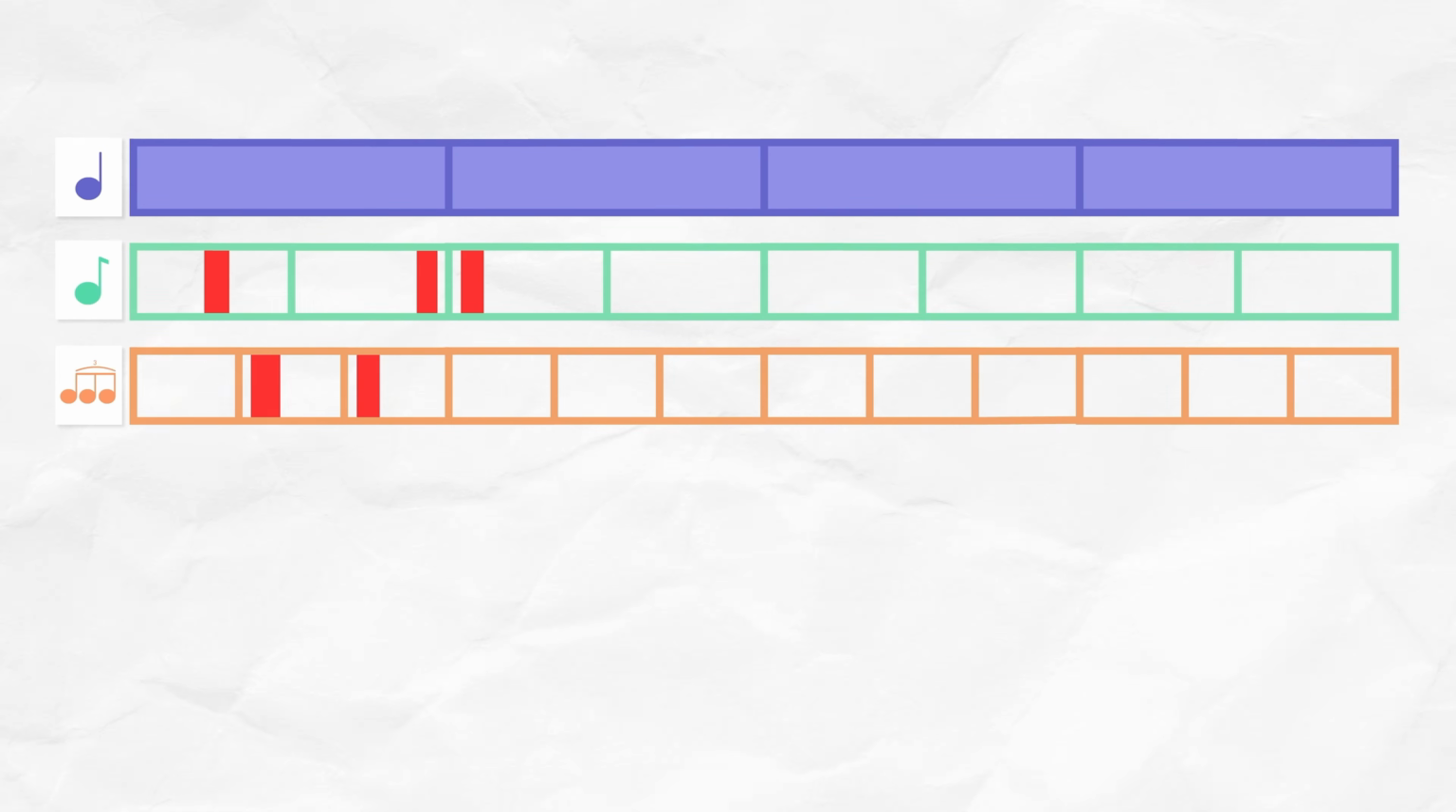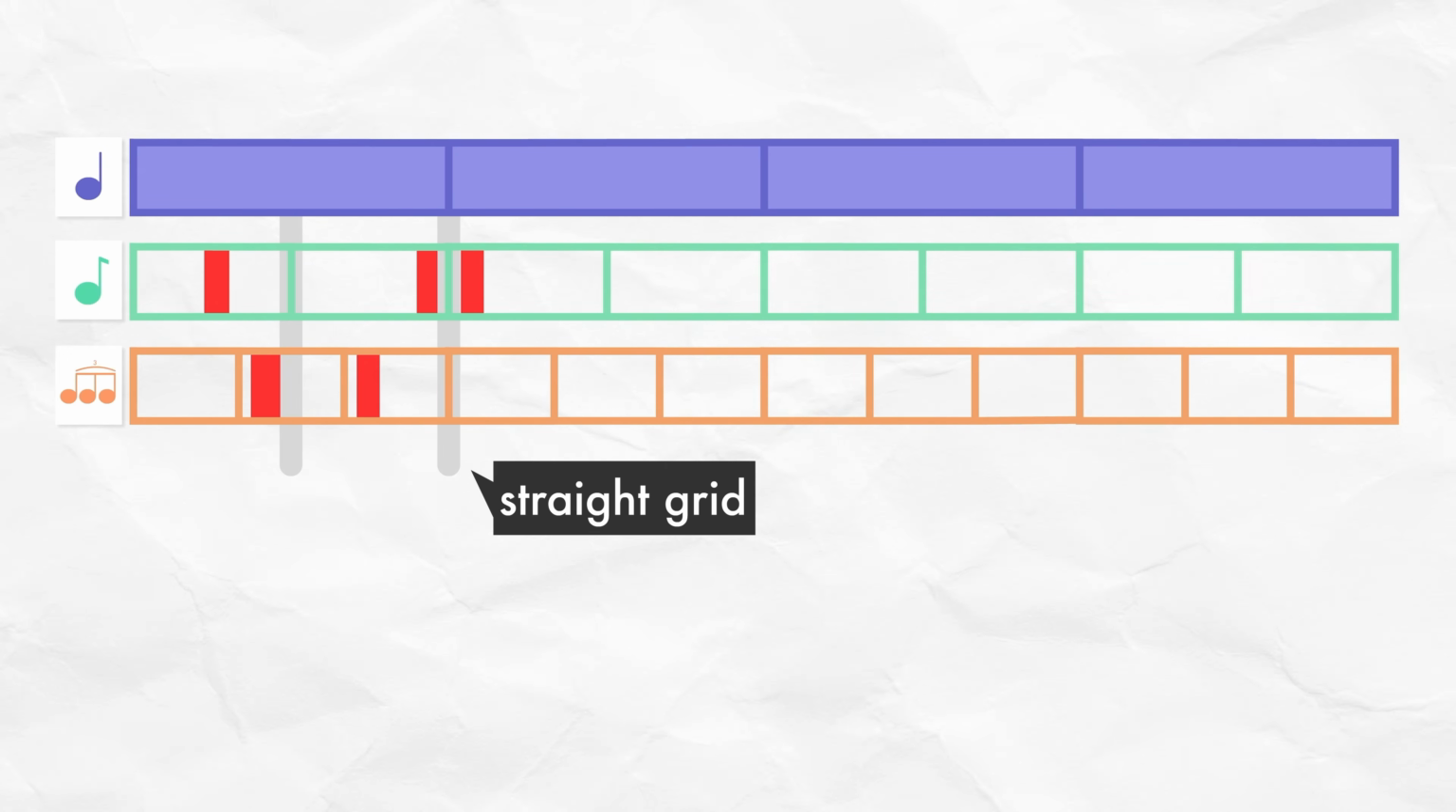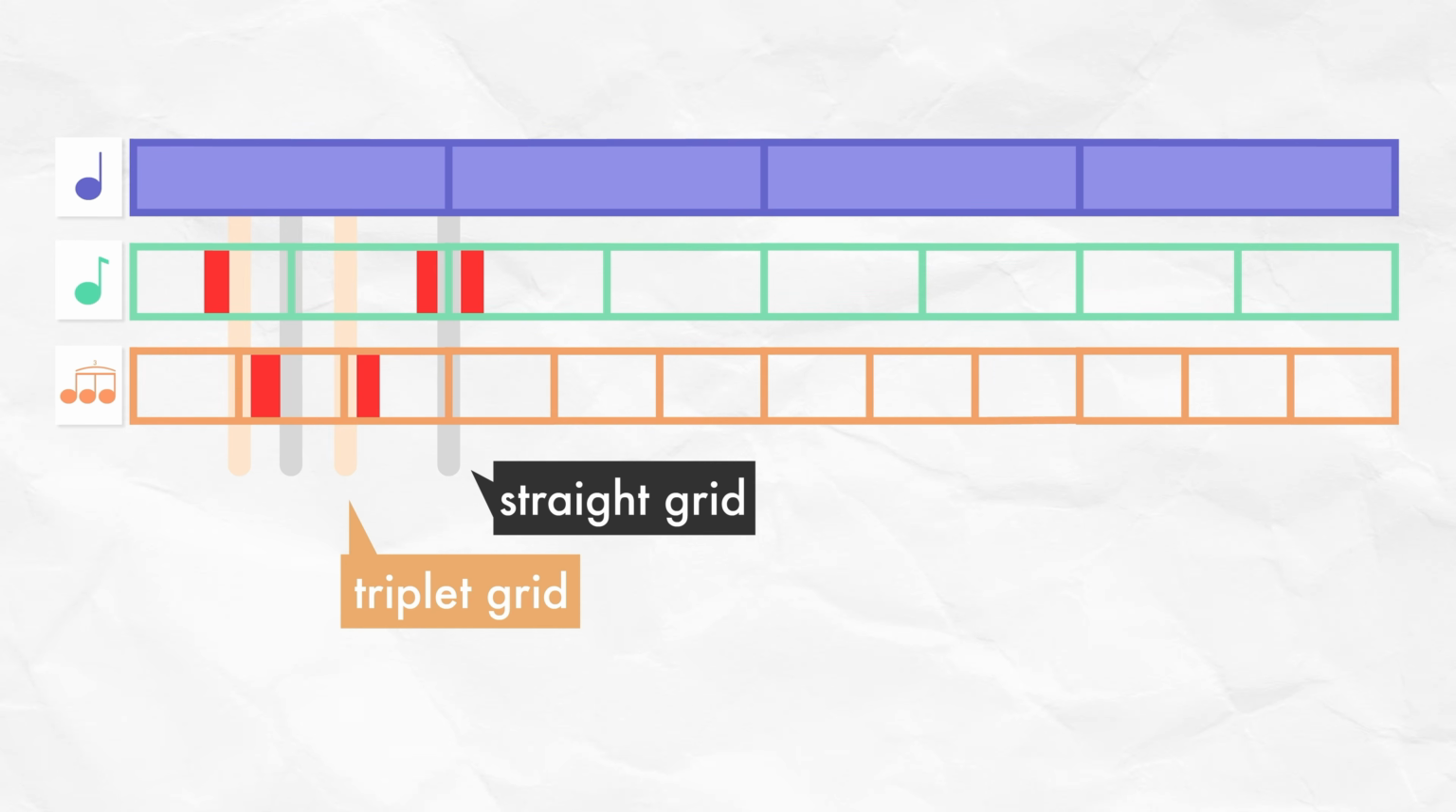But to make these beats sound more organic and even bouncier, we can start placing the hits in the space between the normal straight grid and the triplet grid. This way we can add what's called swing to the beat.